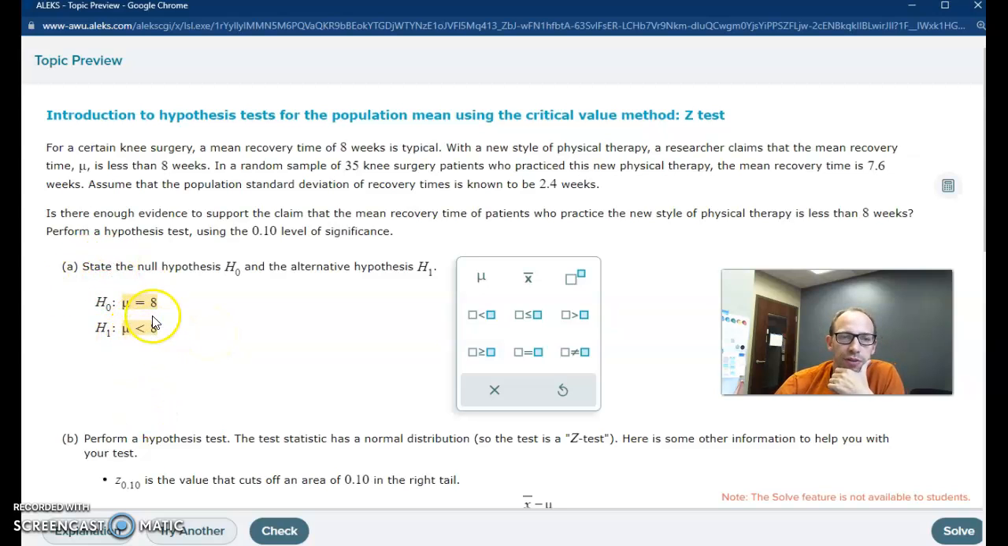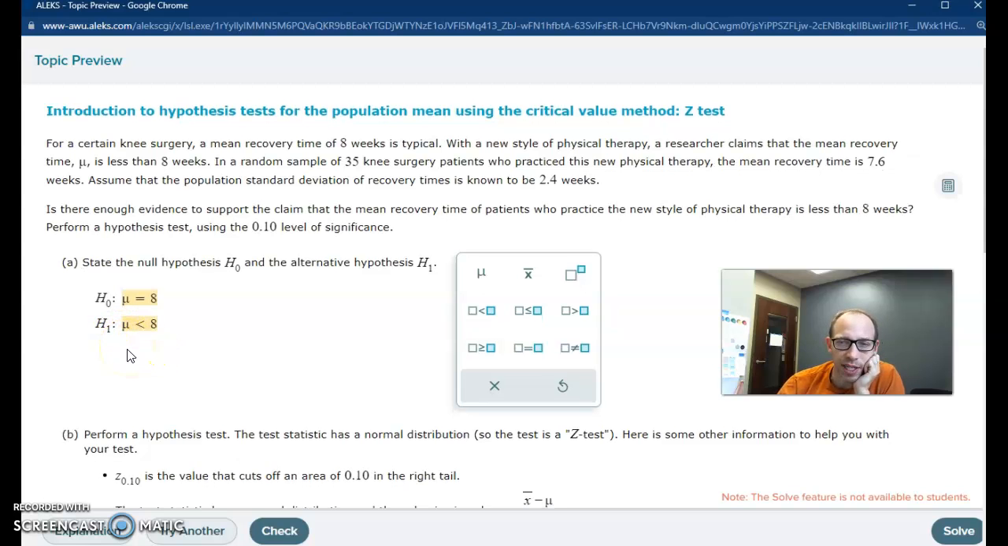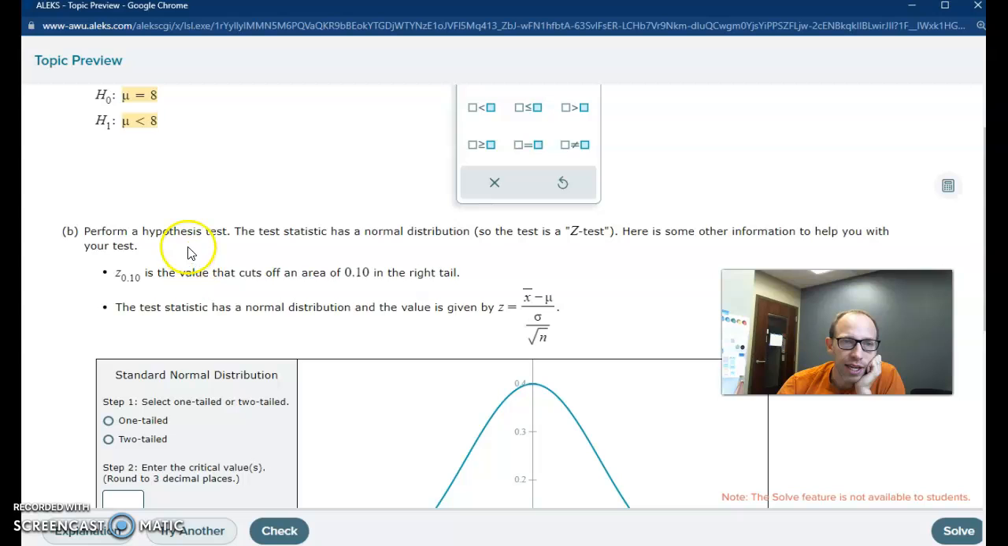But our alternative would be if our data doesn't seem to think that the null hypothesis is the right conclusion, then we're going to settle on the alternative. And again, the greater than is kind of built into the null. This is considered a one-tailed test. So we're really only able to reject the null in this left direction if we think the mean is less than 8.